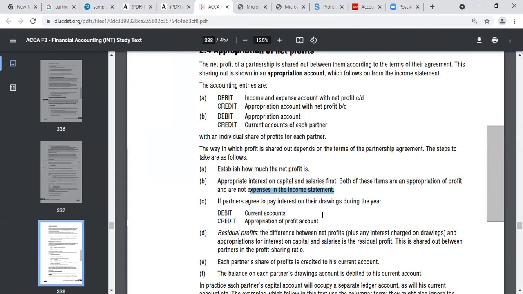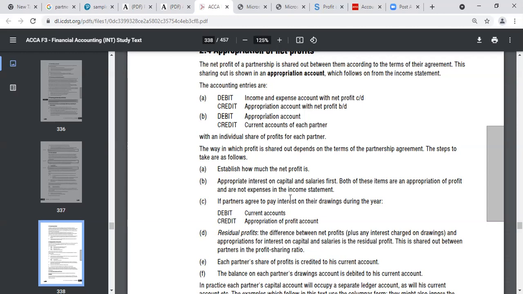And the other thing, after we've looked at the interest on capital as well as salaries, is to proceed to look at the drawings. In case partners agree to pay interest on their drawings, when we are drawing up the appropriation account, the current account is also opened up. Whatever we are actioning in the appropriation account, we are reflecting it also in the current account. Like I said, the current account is like a mirror of the capital account.